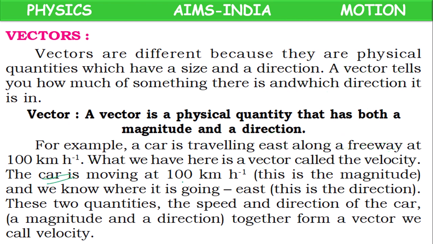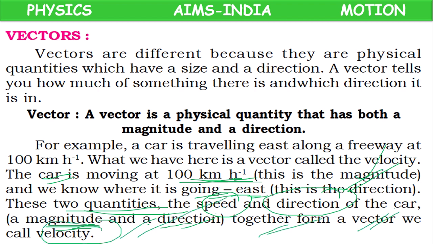So the car is moving with 100 km/h. This is the magnitude. And the car is going towards the east direction. This is the direction. So the speed is the magnitude of velocity, and the direction of the car. Both together form a vector which is called velocity.